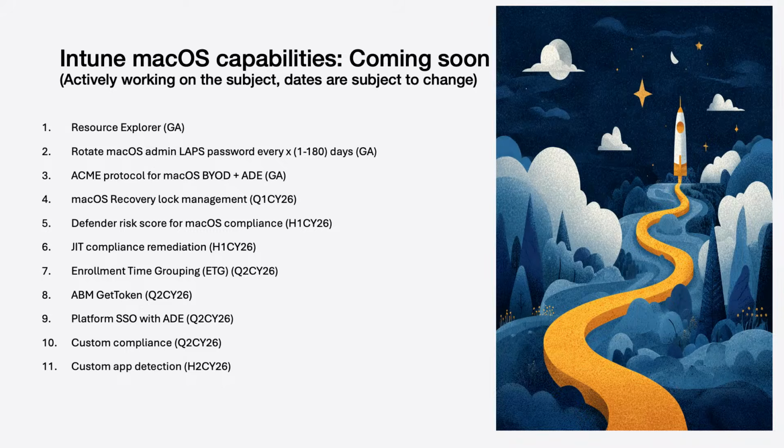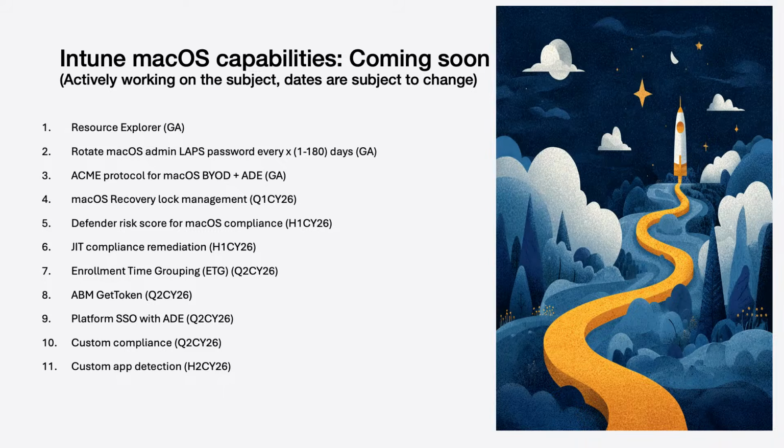We have platform single sign-on with ADE. So this is platform single sign-on in Setup Assistant. The current product that we have is platform single sign-on, and the feedback has been absolutely great. Apple have taken the next step here and allowed us to configure that in Setup Assistant, which means your end users will go through the flow of configuring that as they take the Mac out of the box. So by the time they land on their desktop, their identity is configured.